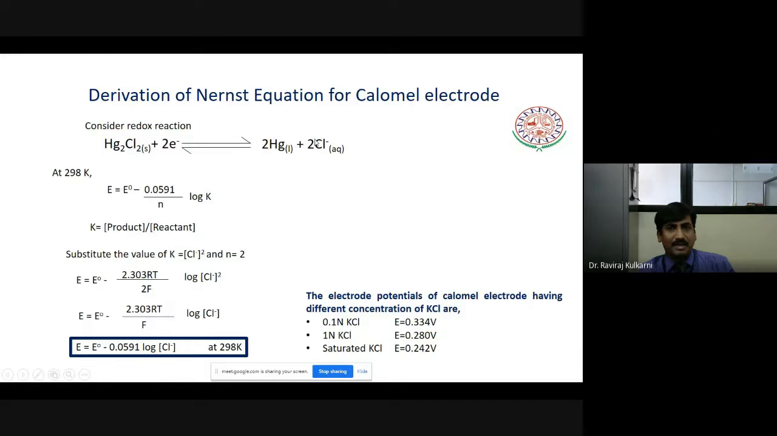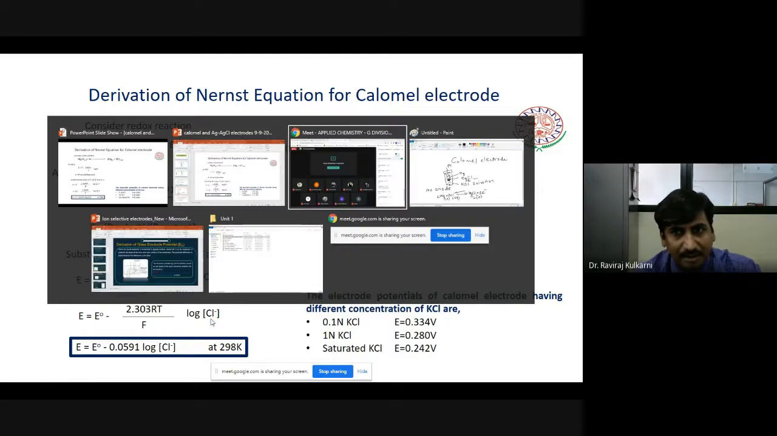Cl minus square into Hg square divided by what? Concentration of product divided by reactant, the concentration of Hg2Cl2. Hg2Cl2 is a solid again. Its concentration is 1. This concentration is 1. So in the numerator only Cl minus square. So K is equal to Cl minus square. That's what I have written here directly. Okay, you can write like this.